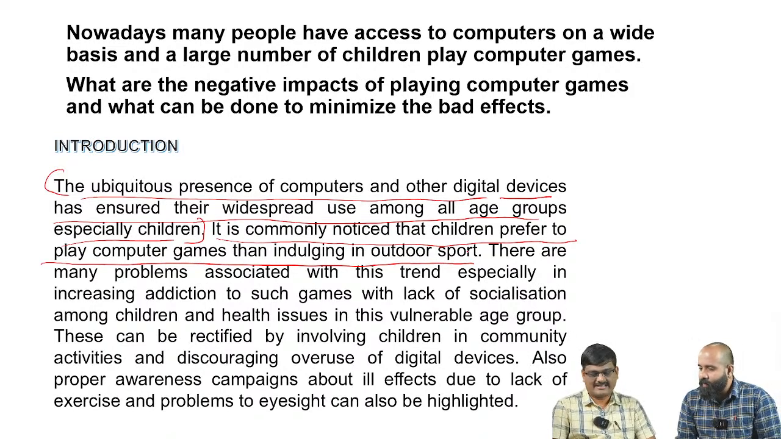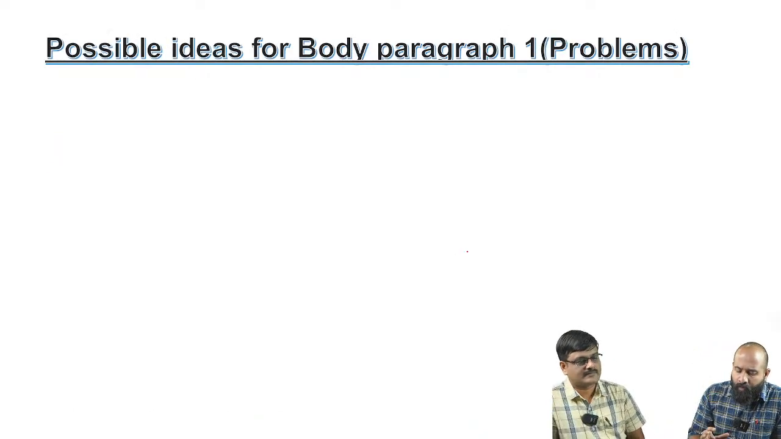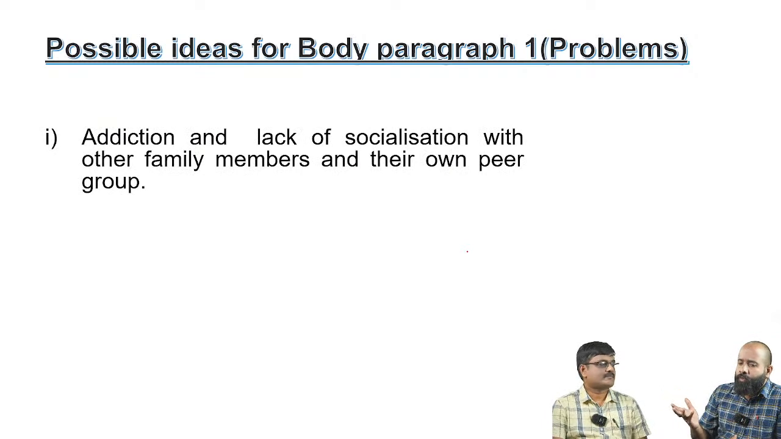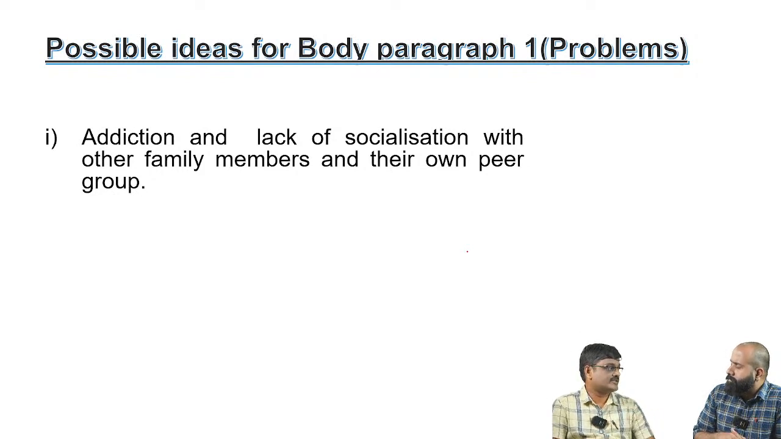Yeah, that's it. Okay, so now let's again brainstorm for some ideas. All right, so what could be the first, as we said, addiction. The obvious one. Addiction is one of the most obvious things of this. And lack of socialization. They don't know their family members. It is more common now, and they don't want to mingle with anyone, even people of their own age groups. And totally cut off from the real world. That is the first point.